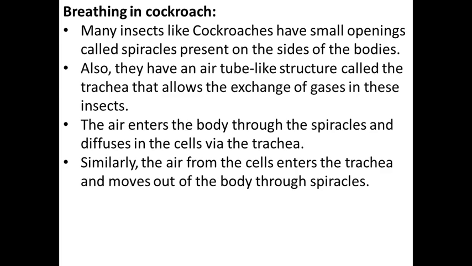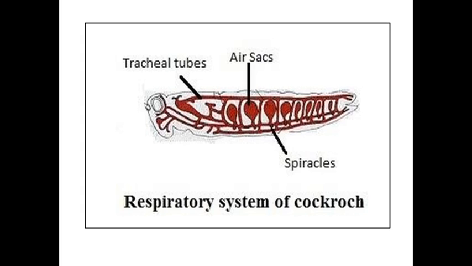Don't learn it as it is, that I have given 4 points. Don't learn the 4 points. Just remember that there are small holes which are known as spiracles, and an air tube like structure which is known as trachea, and with the help of trachea and spiracles there is gaseous exchange in the body of that insect. Okay, that much is enough. Write in your own points, okay? Don't copy as it is.